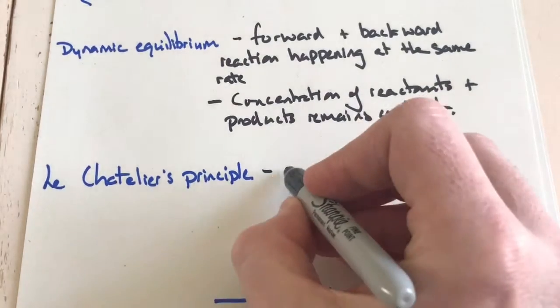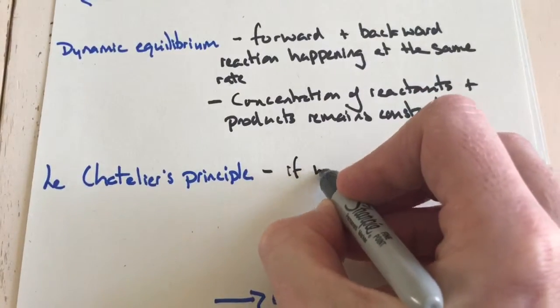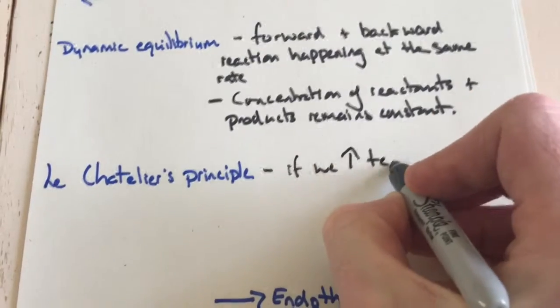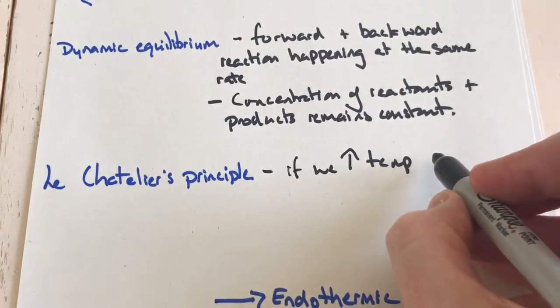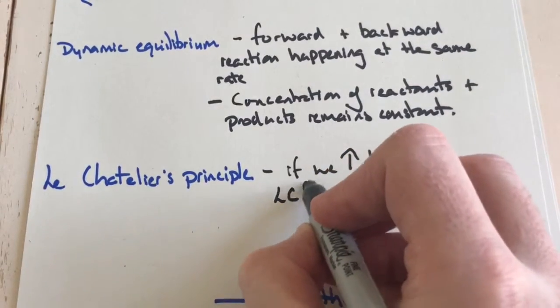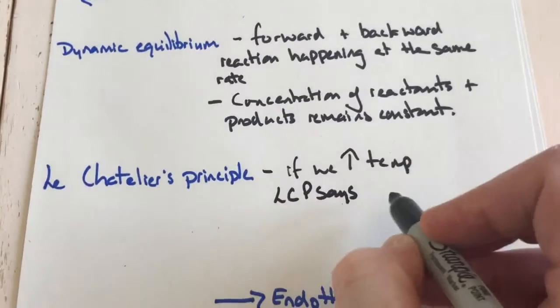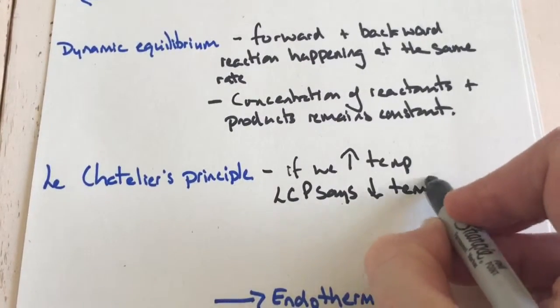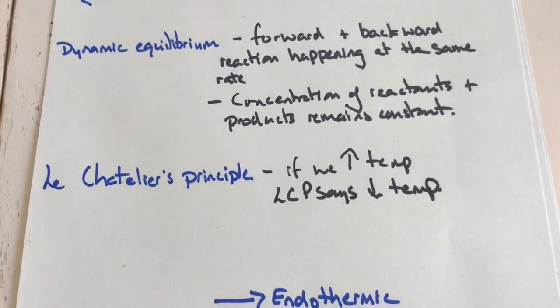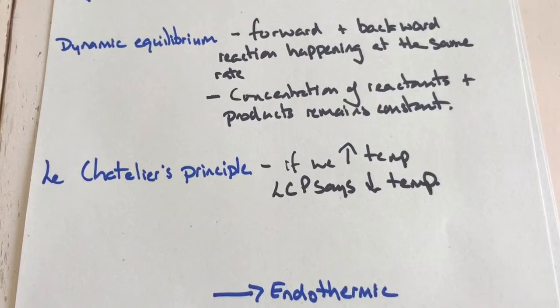So for example, if we increased the temperature on a reaction, then because the reaction is at equilibria, according to Le Chatelier's principle, the reaction is going to try and decrease the temperature. It's going to try and oppose that change that we're imposing on it. The best way to understand this is to give an example.